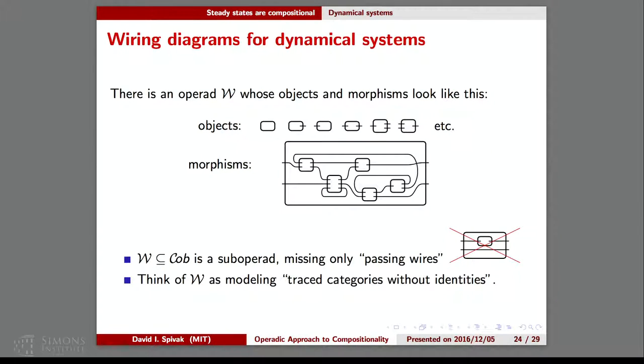The wiring diagrams look like this. The only thing I'm not showing here is one where there's a passing wire. And that's exactly what the traced ideals, or at least the way I conceptualize it, are avoiding. I think they're mainly avoiding the identities. So they're avoiding these passing wires, and that's the kind of thing I don't allow in these pictures. And the left class of a factorization system eliminates those.